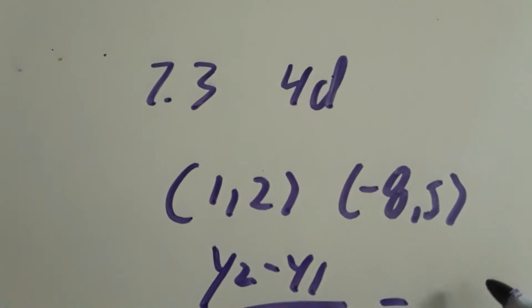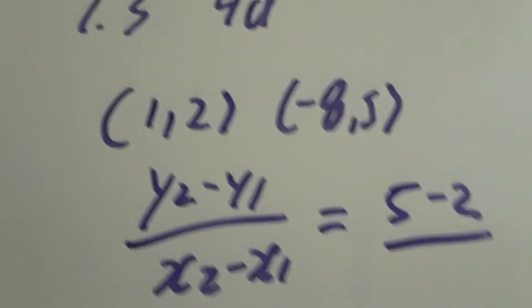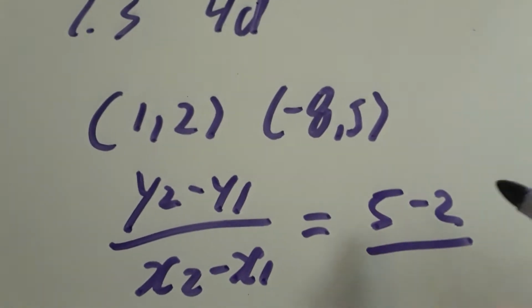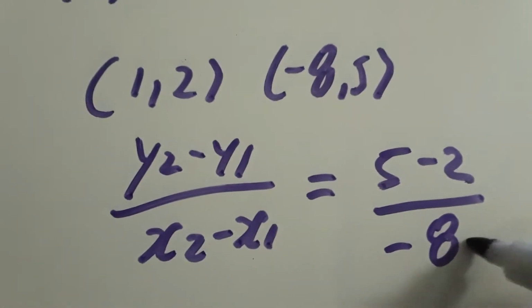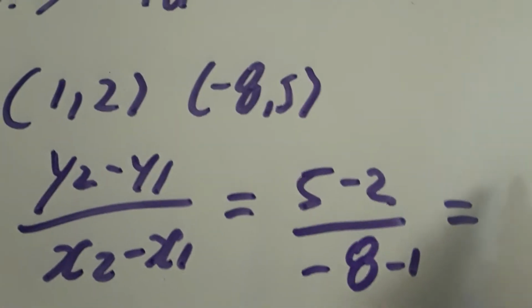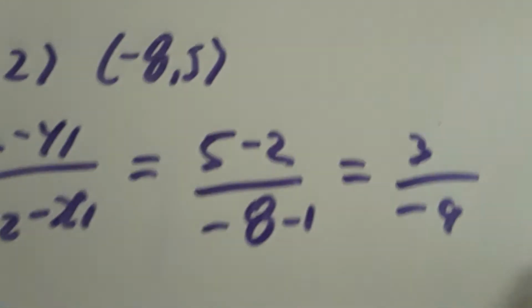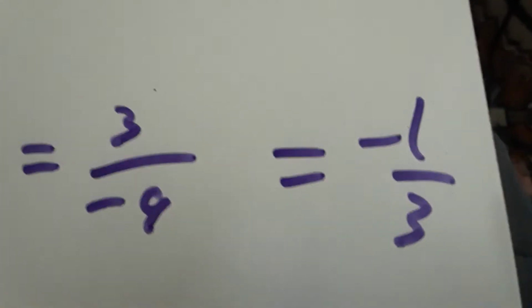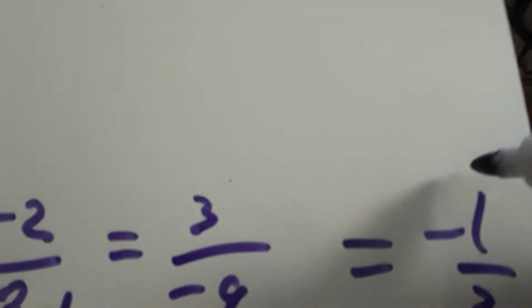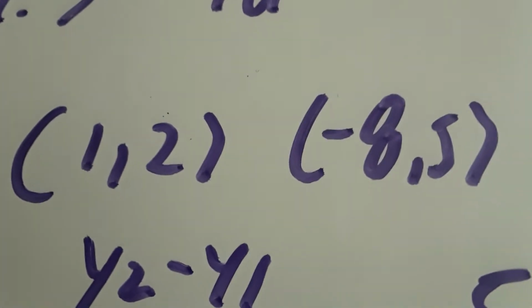And we're going to go with 5 minus 2 on top because those are the 2 y values. And then on the bottom, we're going to go with negative 8 minus 1. So we end up getting a slope of 3 over negative 9, which is equal to negative 1/3. Okay, so there's our slope, negative 1/3. We'll go ahead and circle that. And then we can choose either of these points. Why don't we go with 1, 2?